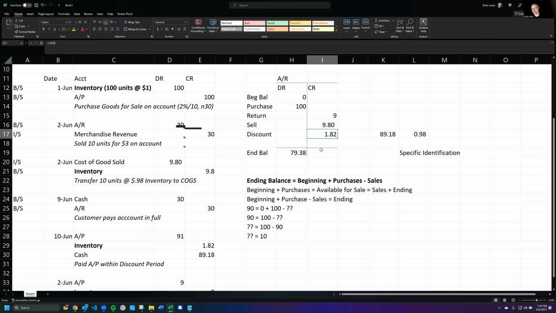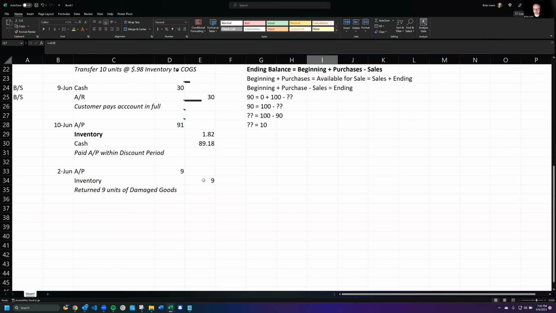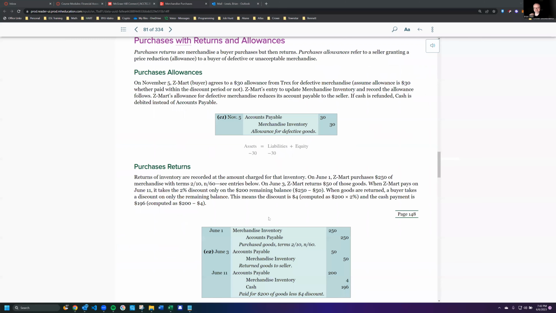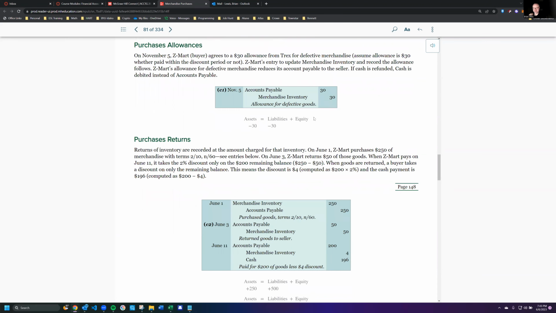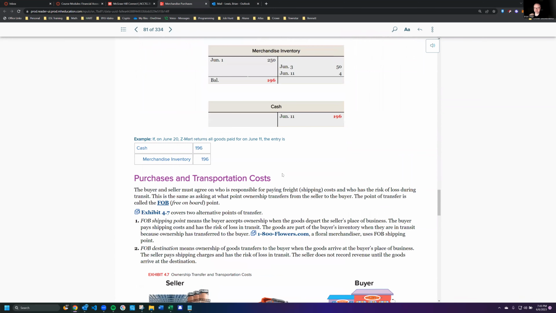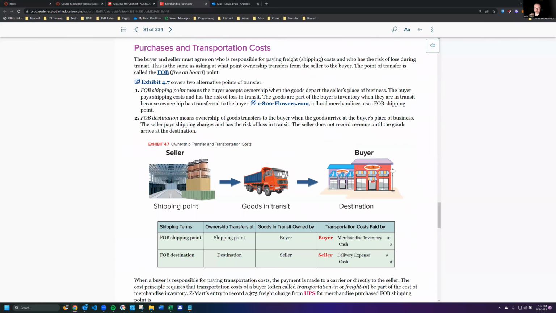Okay, so this is now my transactions with the return, with the discount. Made it a little bit more complicated, but that's just the life of an accountant. Okay, so this walks you through not only the purchase allowances for defective goods, but how you do your returns on your purchases. Okay, and now you got transportation costs. Now this is a doozy.